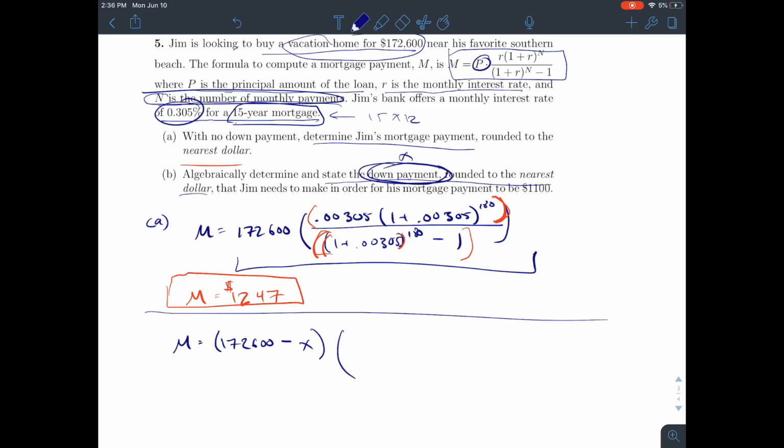Now the rest of this is actually all the same because the rate and the length of the mortgage are not changing. So we'll have 0.00305, 1 plus 0.00305 to the 180th power, all divided by 1 plus 0.00305 to the 180th power minus 1. Now, there's one thing we forgot to fill in here. We actually know the mortgage payment that he can afford is $1,100. So rather than leave this as M, we should plug in 1,100 right here.